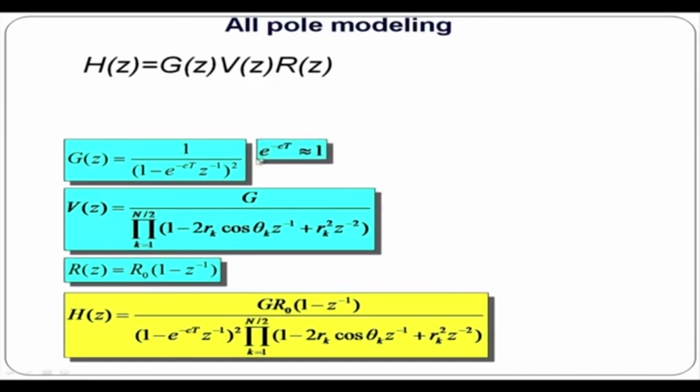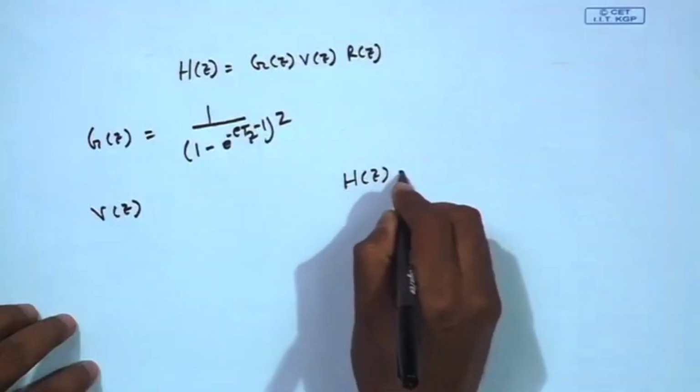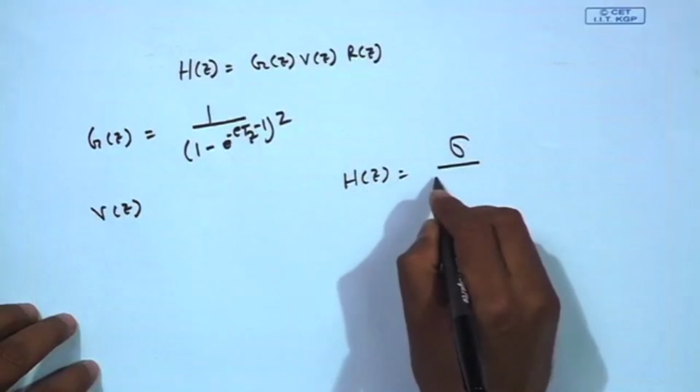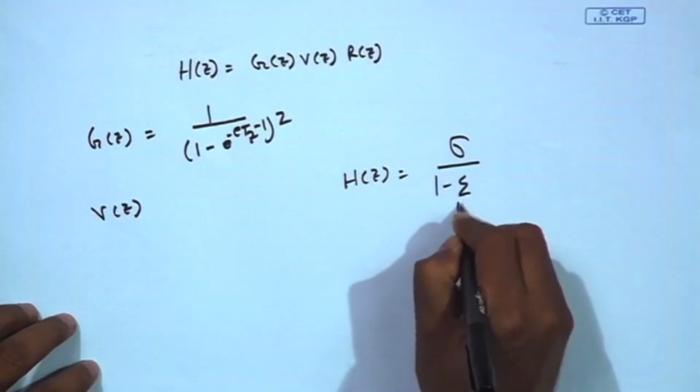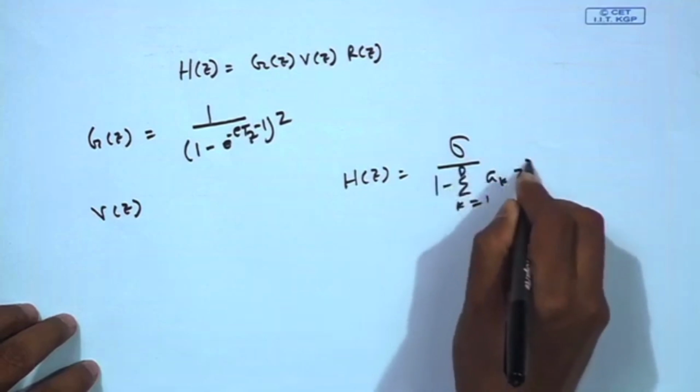Now, if I multiply these to get H(z), if I say that e to the power minus cT is equal to 1, where c is the velocity and T is the time period of the glottal impulse, then the second order term will be cancelled. So, I can see the total H(z) is in the form of an all-pole model. So, I can express H(z) as an all-pole model: 1 over (1 minus the sum from k equal to 1 to p of a_k z to the power minus k).